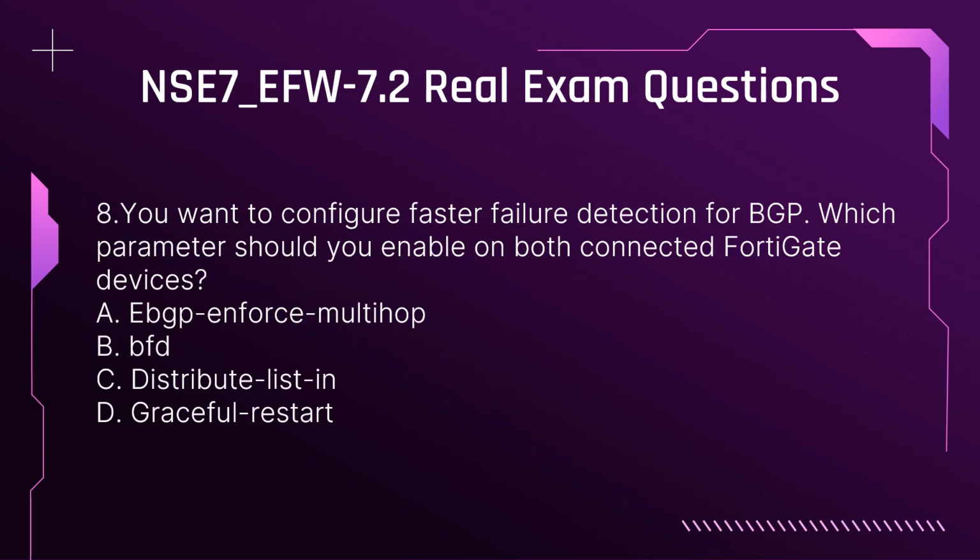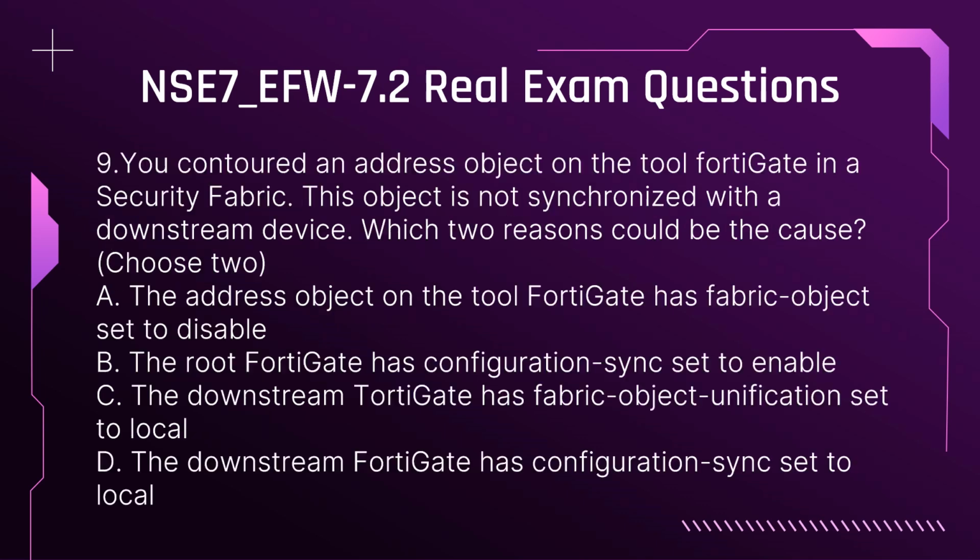8. You want to configure faster failure detection for BGP. Which parameter should you enable on both connected FortiGate devices? A. eBGP enforce multihop. B. BFD. C. Distribute list in. D. Graceful restart.